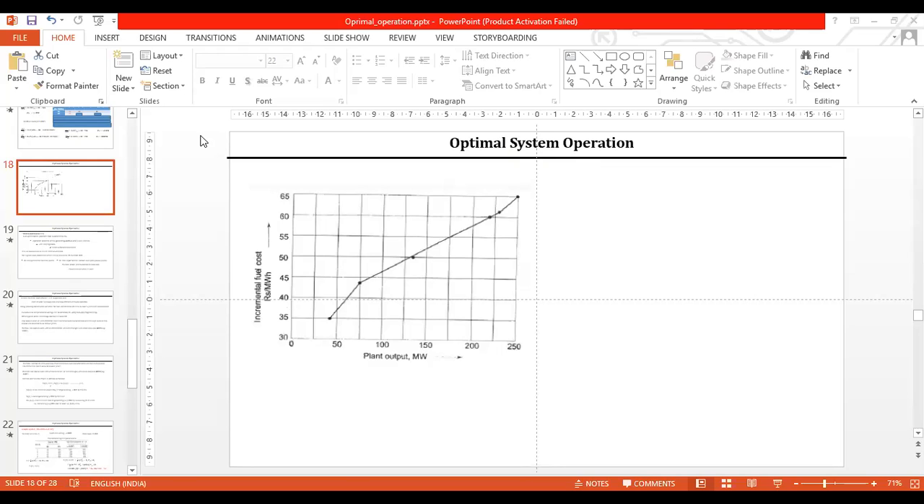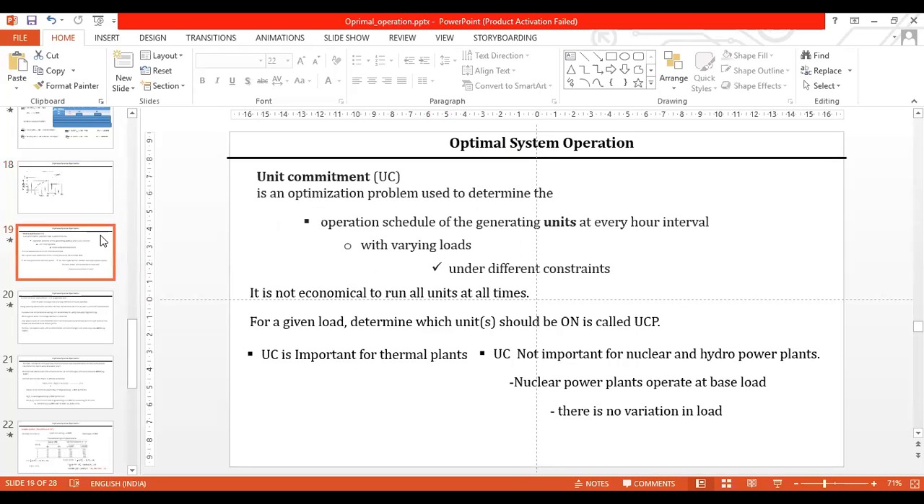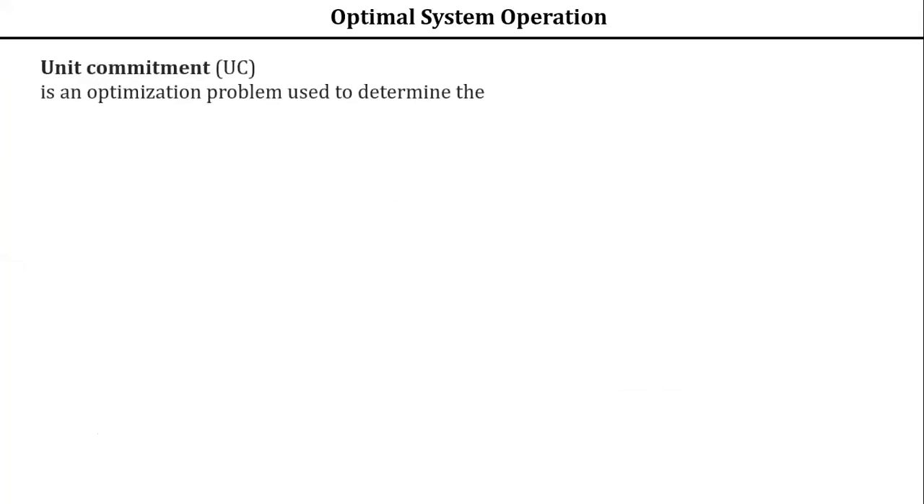Yesterday we were discussing the problem we had, and I think we have completed that one with this plot. Now today let us take up, under optimal system operation, another topic: the unit commitment problem. Actually, this unit commitment problem should come before the economic operation or economic dispatch.